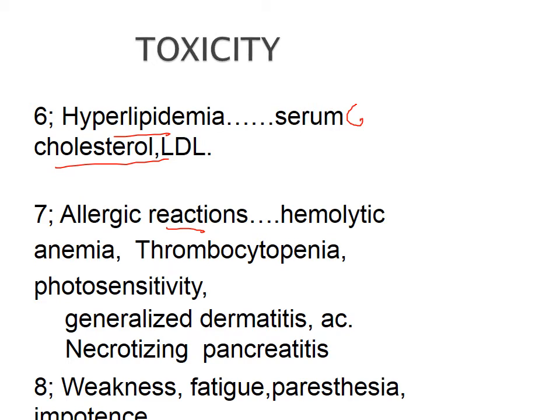They are also going to cause hemolytic anemias and thrombocytopenia, that is, a decreased level of platelets. They also cause photosensitivity, generalized dermatitis, necrotic pancreatitis. These are the side effects of the thiazide. They are also causing weakness, fatigue, paresthesia, and impotence.